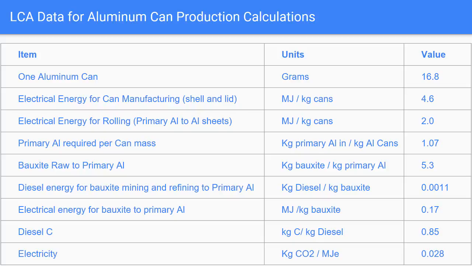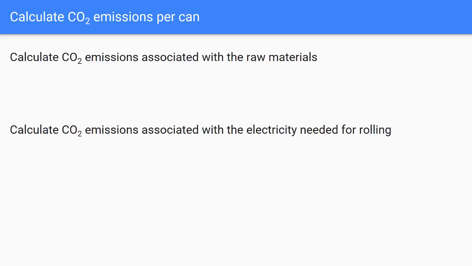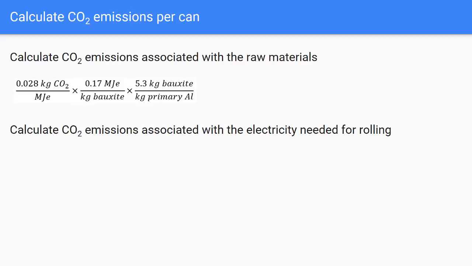This is all perhaps easier to visualize as an equation. Emissions per can using the following equations. First, we have the amount of CO2 per megajoule of electricity, which is 0.28. Next, we multiply this by the megajoules of energy required per kilogram of bauxite, which is 0.17. Multiply again by 5.3 kilograms of bauxite ore per kilogram of refined aluminum.